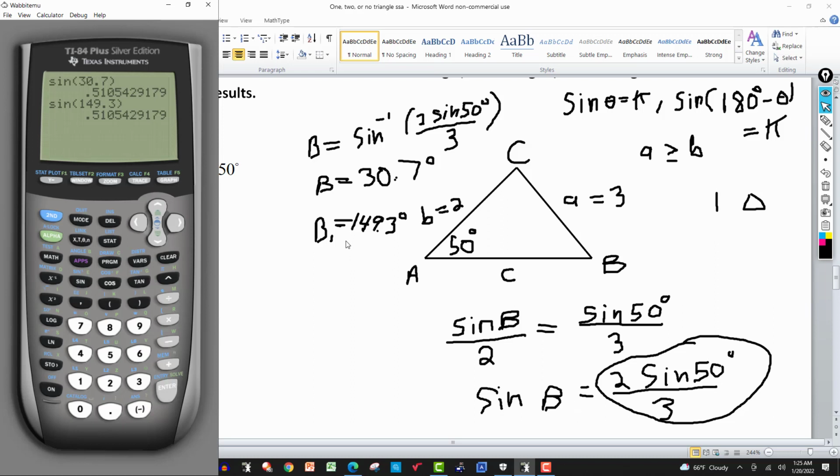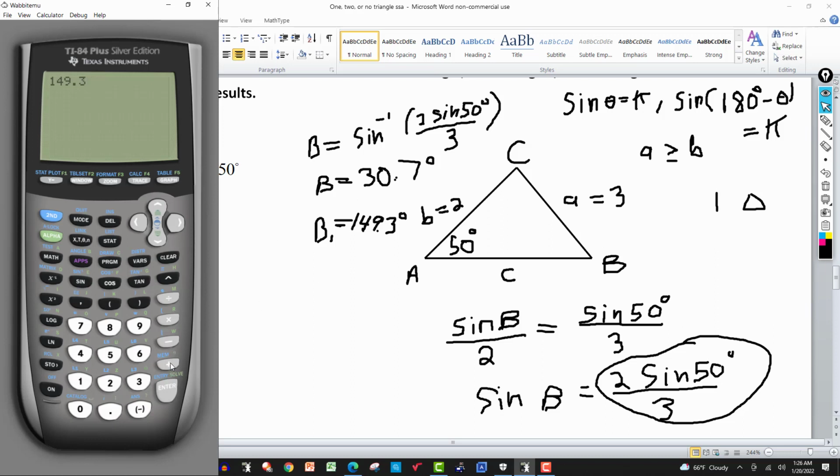I've already said that there's just one solution, right? I said that based on what we talked about in the last video, if this side, opposite angle A, the given angle, is larger than the other given side, there's always going to be one solution. So how can we verify? Well, look at the information that we have here. If I say that angle B could also be 149.3, and then I've already got an angle given that's 50 degrees.